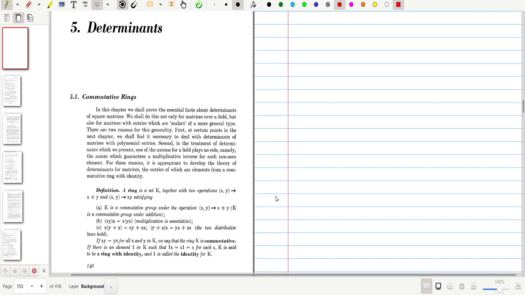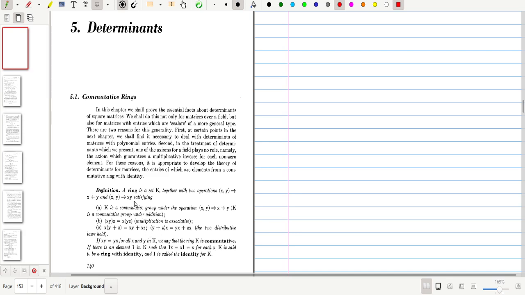Discuss the classical way of defining the determinant of a matrix. In fact, for a square matrix. In 5.1, there is a discussion on rings. You already discussed rings in your degree classes. So we use the symbol K for a commutative ring. A commutative ring K is a ring whose multiplication is commutative.